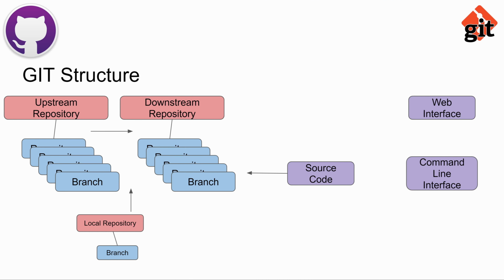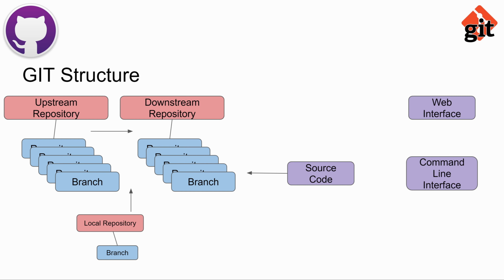GitHub can be accessed through a web interface, and you can also access it through a command line interface. I'm going to show you how to do both in this video. At a very high level, the repository is on github.com, and you have to clone it to work on it. Then you make some changes and you create a branch. If you're happy with it, you can commit those changes, and then you can push them back into the centralized repository. I'm going to show you how to do those things in this video.